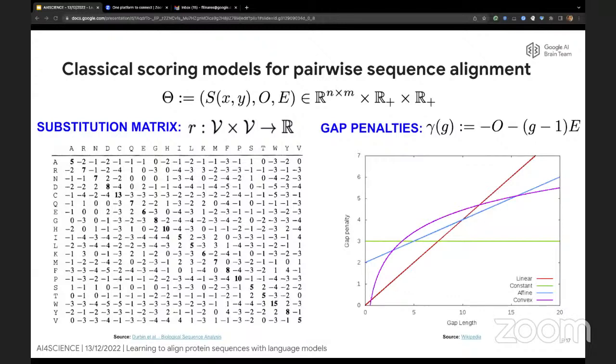Yeah, I'm not sure I understood how you get the coefficients in the substitution matrix. Like, the people who came up with this, what are they trying to fit exactly?